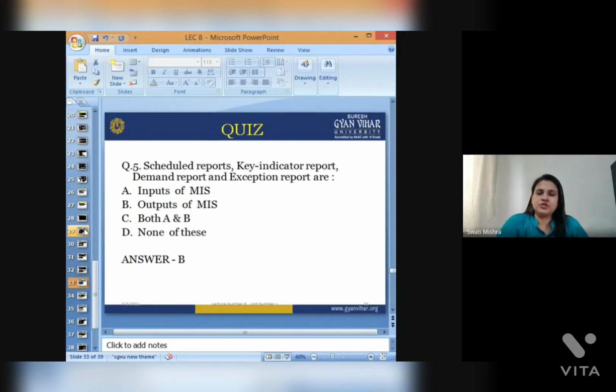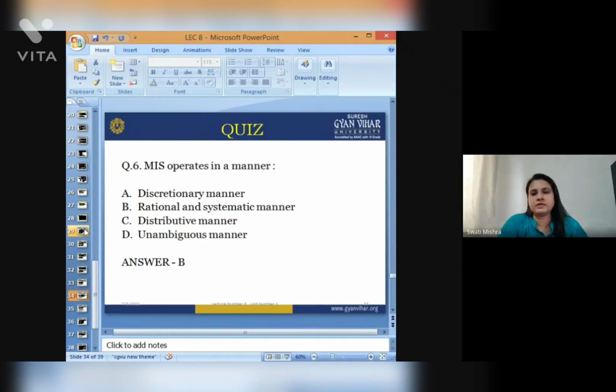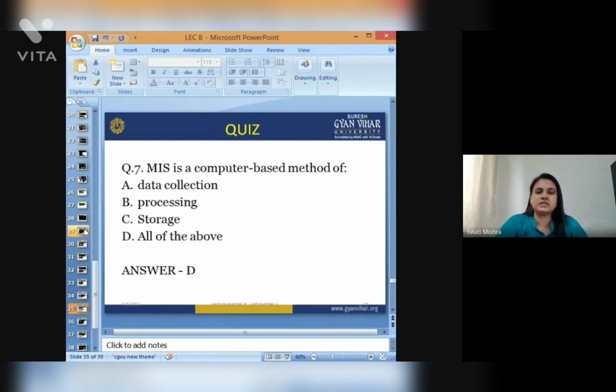Fifth question. Scheduled reports and key indicator reports, demand reports, and exception reports are A. Inputs of MIS. B. Outputs of MIS. C. Both A and B. D. None of these. And the answer is B. Outputs of MIS. The sixth question is MIS operates in a manner A. Discretionary. B. Relational and systematic. C. Distributive. D. Unambiguous. And the answer is B. Relational and systematic manner.